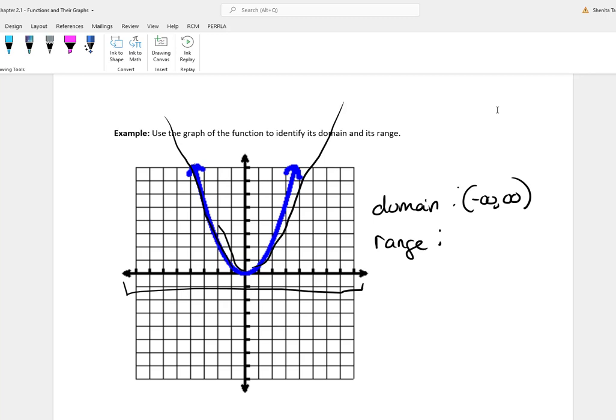For the range, remember, we go up and down. So it looks like it starts right here at the origin, which is 0. But since it keeps going out and out, it goes all the way out into infinity. For infinities, you always use parentheses.